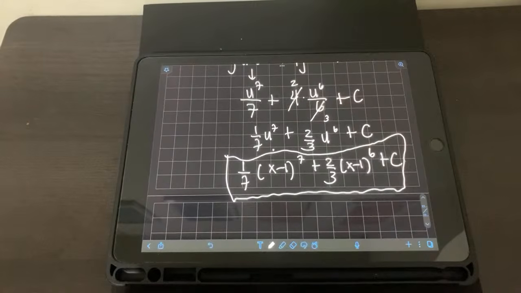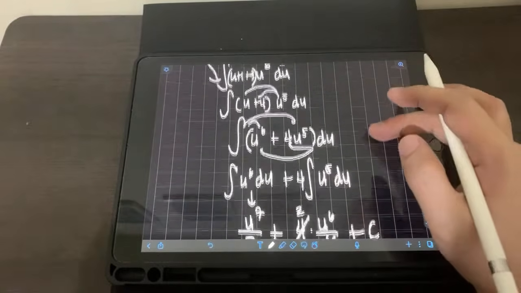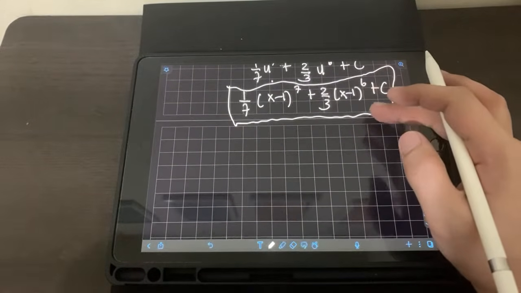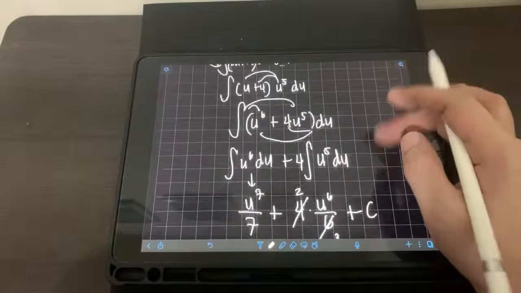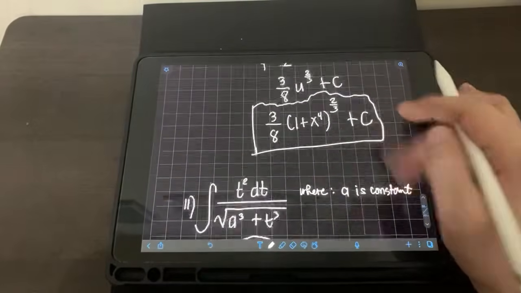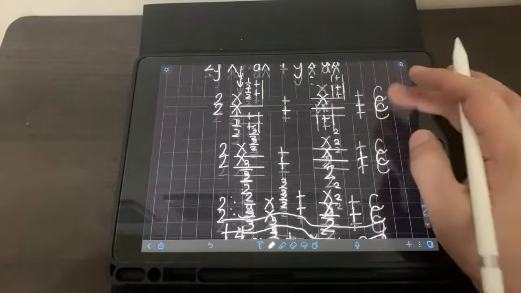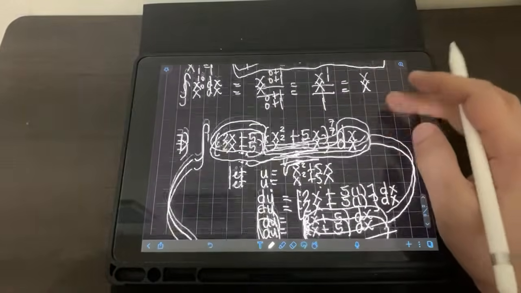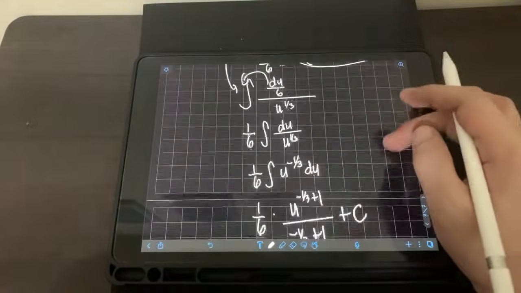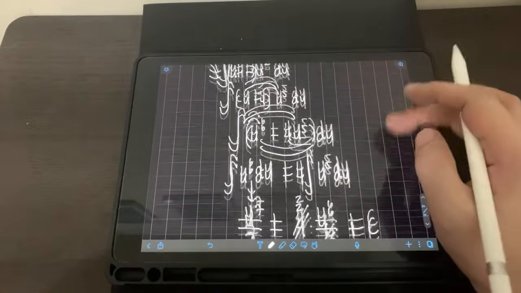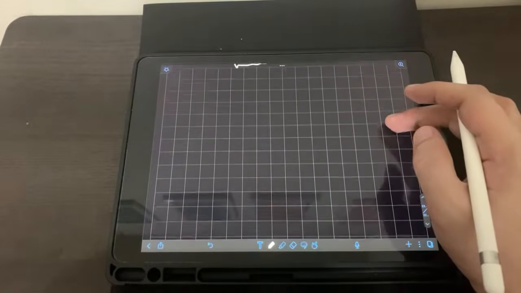Okay, so this is the 13th problem. Okay, let's have the 14th. Sige, 14th problem.